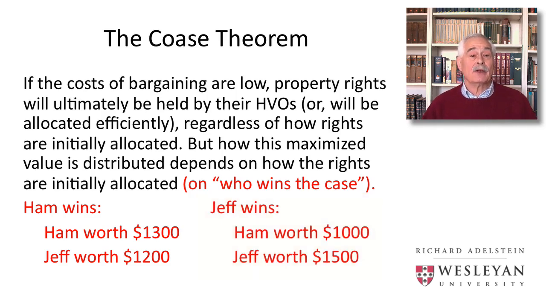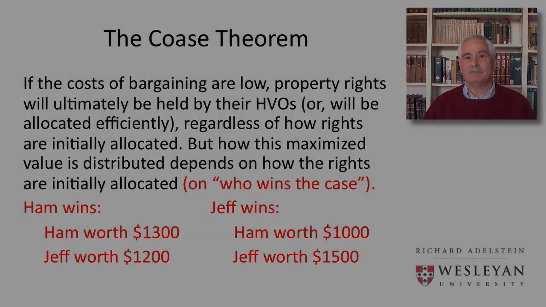So there's the theorem. If the costs of bargaining are low, property rights will ultimately come to be held by their highest valuing owners. Or, to say the same thing, property rights will be allocated efficiently, regardless of how rights are initially allocated. But how this maximized value is distributed depends on who wins the case, who it is that gets that property right initially.